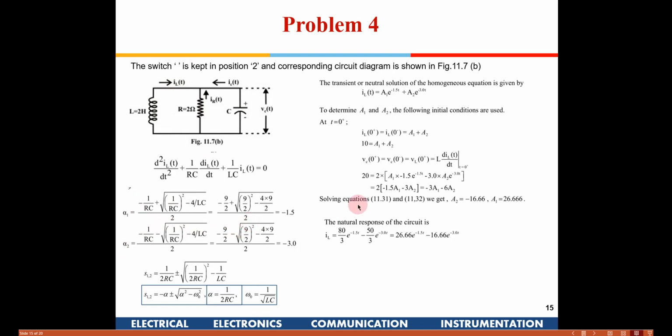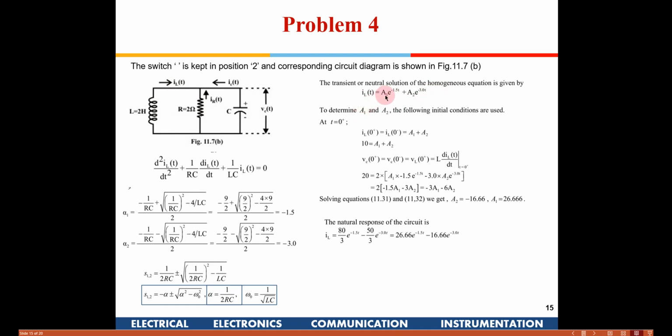Here you got both these values to be negative, right? So S1 and S2 both are negative. Again it's written alpha 1 and alpha 2, but in our theory classes we denoted it as S1 and S2. Since both are negative, this will be an overdamped case. So it is A1 e to the power of minus 1.5t and A2 e to the power of minus 3t. So straight away we can write this equation.